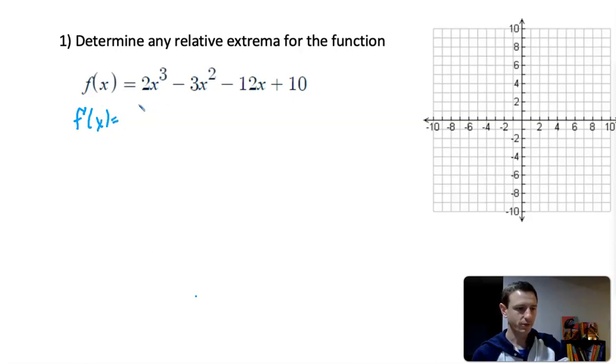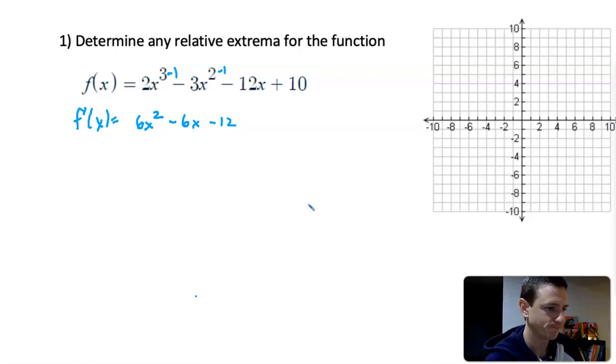We're going to get 3 times 2 is 6x, 3 minus 1 is squared. 3 times 2 again is going to be 6x, and this is 2 minus 1, so we just get 1. Minus 12. 10 is a constant, so that's going to drop out. So there's our first derivative. Now we want to locate any sort of critical values.